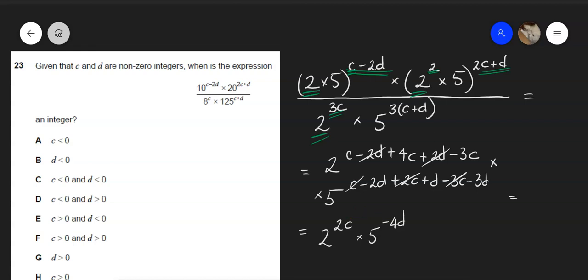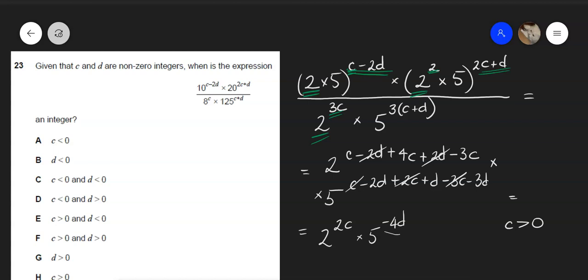Otherwise, if, for example, c is a negative number, then we would have 1 divided by 2 to the power something, right? And this is not an integer. It will become a fraction. So we write c must be greater than 0. We can't have a negative c.